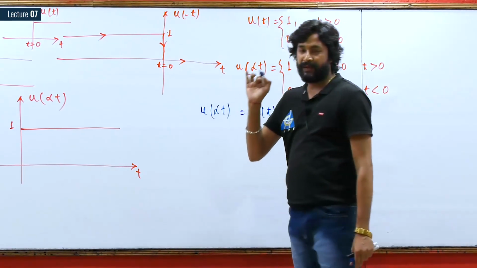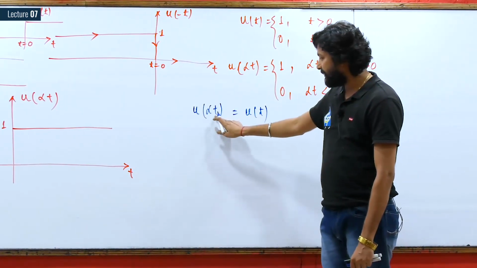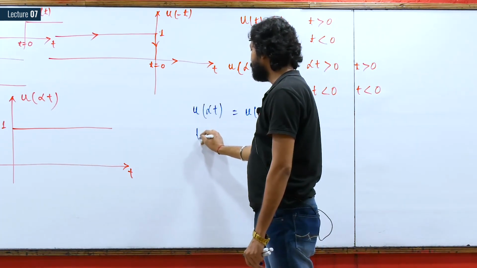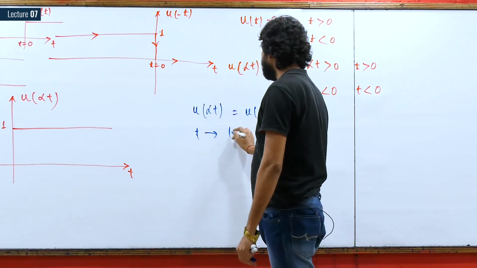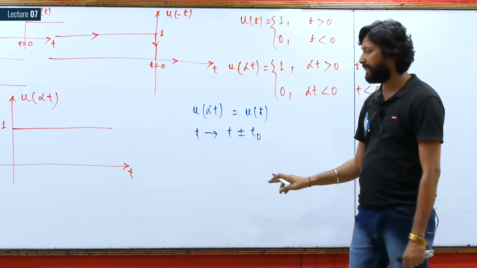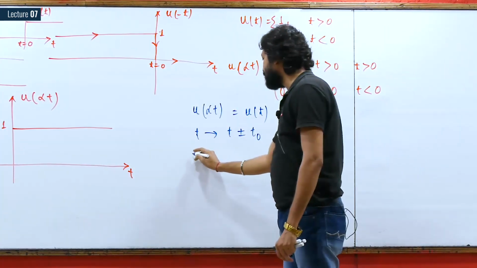Now we are going to use the process of replacement. You can replace this t by any other function, that is, if you want to replace this t by t plus or minus t naught. If you don't want to take just t here, but want to take t plus 4 or t minus 3, then what will be the value? You can just replace on both sides.